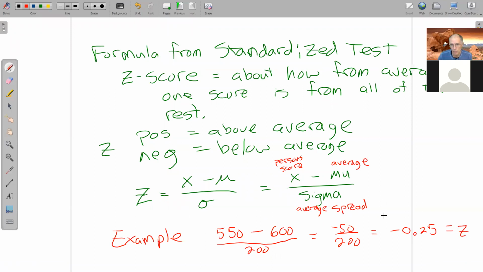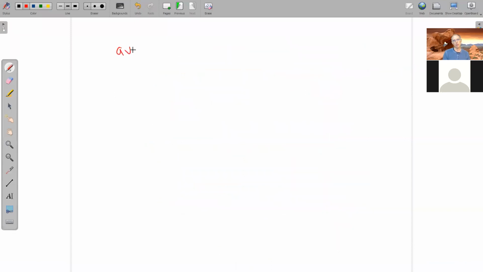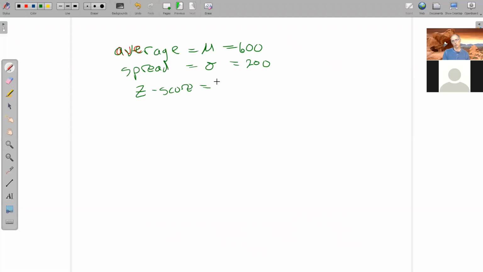Other times, we know a z-score, the average and the spread, but we don't know the person's score. So it could look like this. We could be given that the average, that's mu, let's go with 600 again. And let's go with the spread, sigma, let's do 200 again. And let's suppose somebody had a z-score, which we usually just call z, of 1.5. What does that look like in the formula?